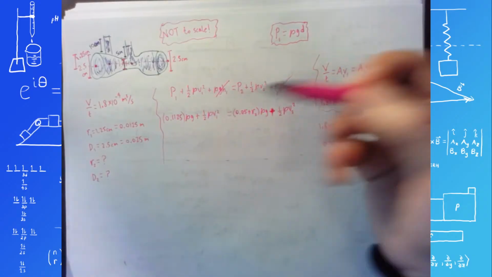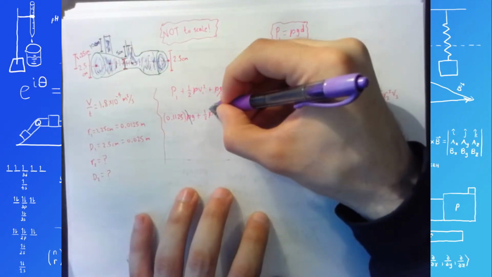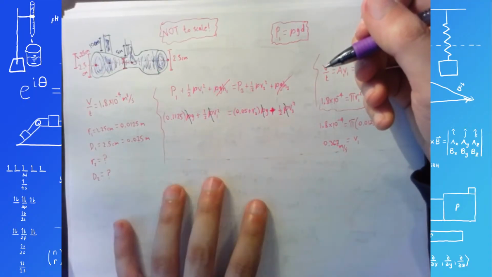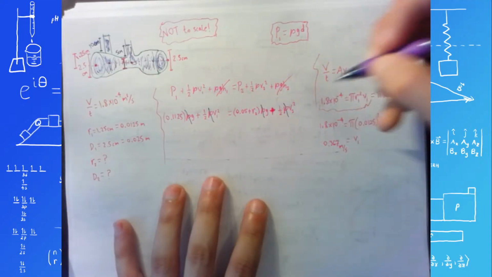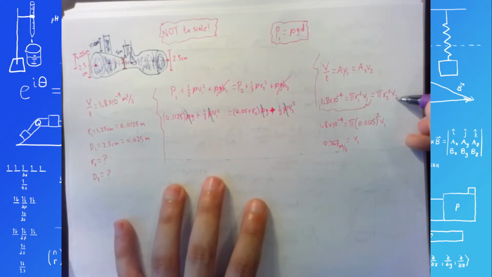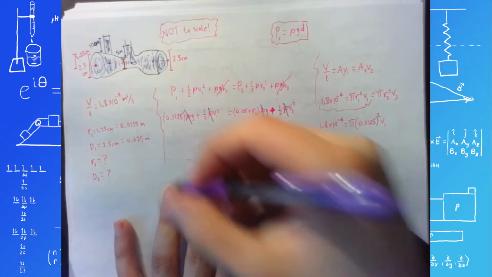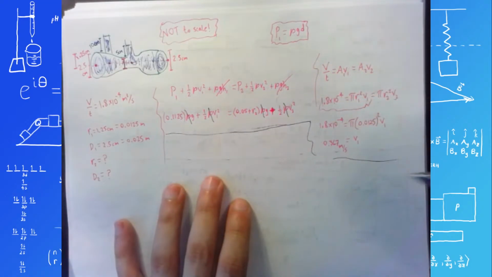So I could plug that in. I don't need the density because all of them have density in them, so the density cancels out. My unknowns are R2 and V2, but that's okay because I have another relationship involving R2 and V2, so I can reduce this to just a single unknown. Yeah, I think I am on the right track with this.